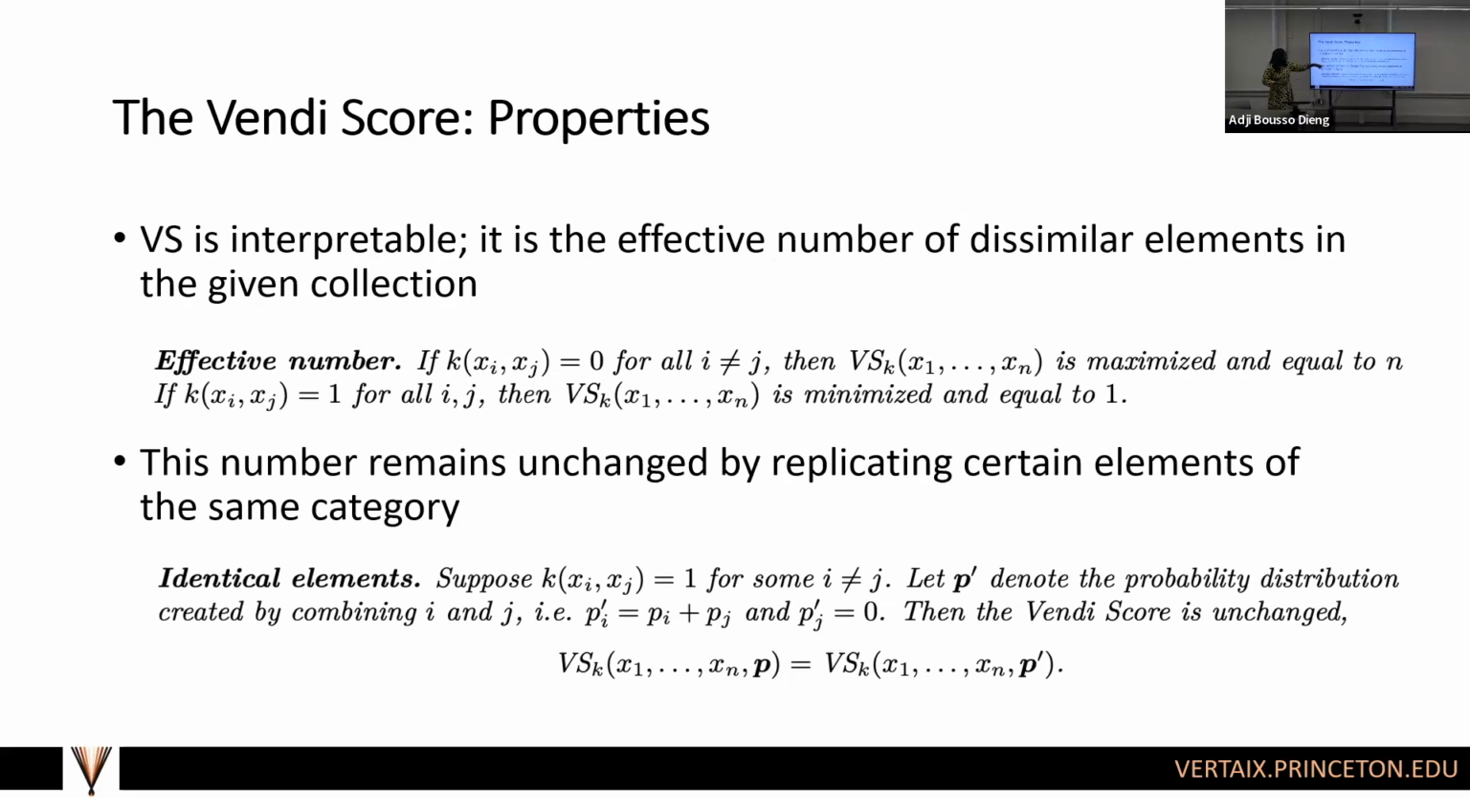And if they're all the same, you would get a Vendi score that's equal to 1. Another thing that's nice here is that this number isn't changed if you duplicate certain elements of a category in the collection. Meaning if I have cats, dogs, elephants, and my similarity is just in terms of what type of animal I have, then if I add more cats or more dogs or more elephants, I still have 3 as a diversity metric.